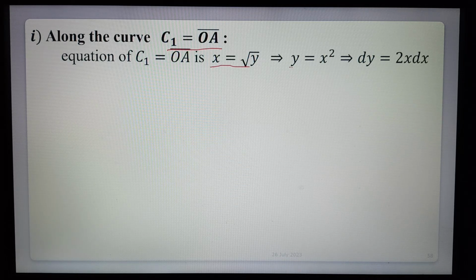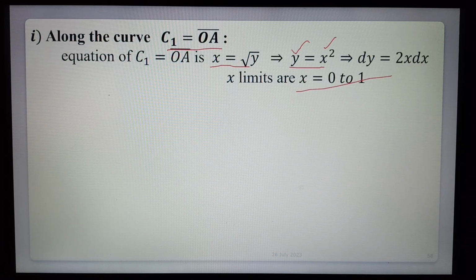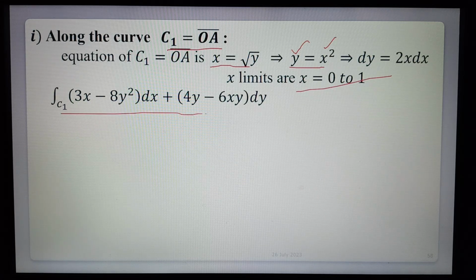And y is equal to x square means y is eliminated and we replace y with x square. Again dy is equal to 2x dx. Now choosing x limits: x limits mean from 0 to A, that is 0, 0 to 1, 1. So the x limits are 0 to 1. Therefore integration over C1 is equal to, replacing y with x square and dy with 2x dx.